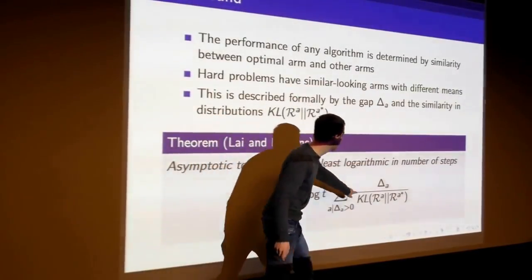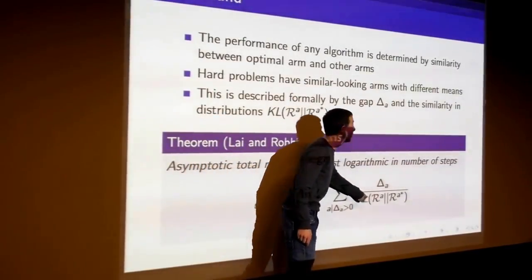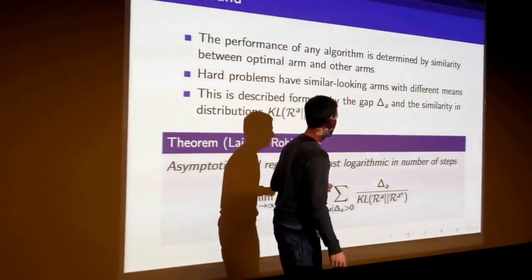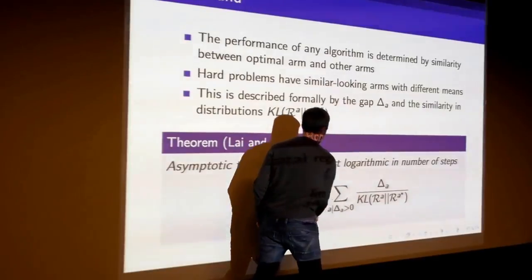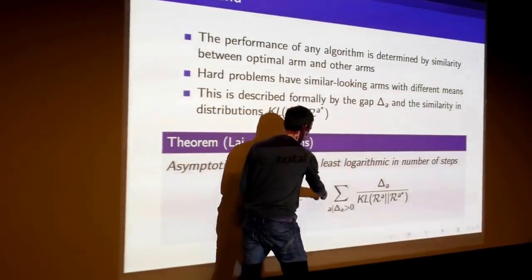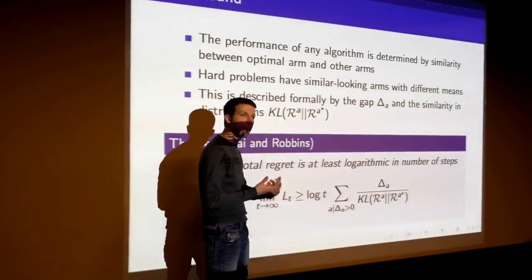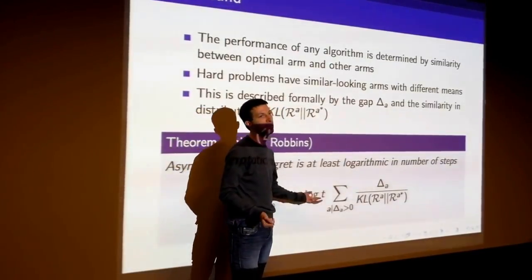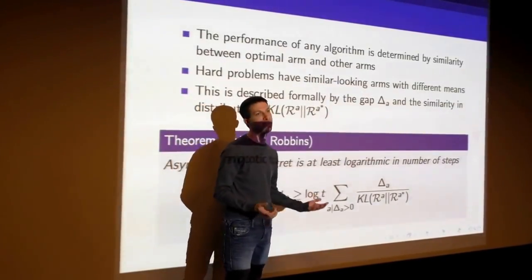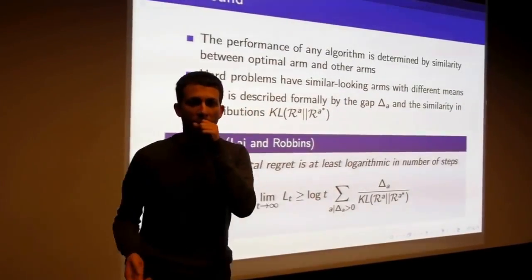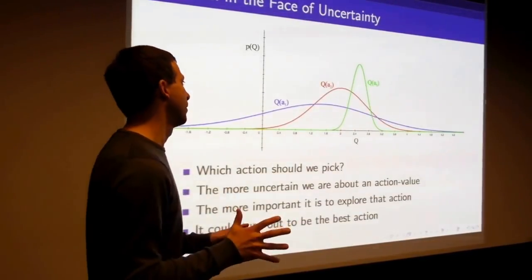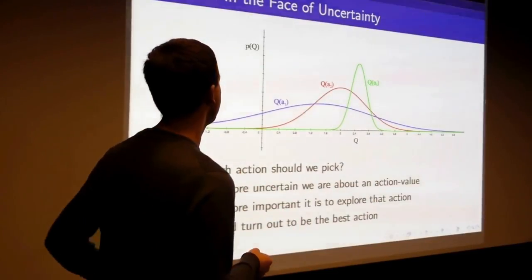Hard problems have similar looking arms, that's the KL divergence between them, with different means, that's the gap here. Okay? So this is the hardness of the problem. And this is something fundamental to bandits and to exploration. There's this thing which is logarithmic in the number of time steps. So we want to find algorithms which have a regret that's logarithmic rather than linear. Okay. So let's get back to principles and then come back to algorithms again.